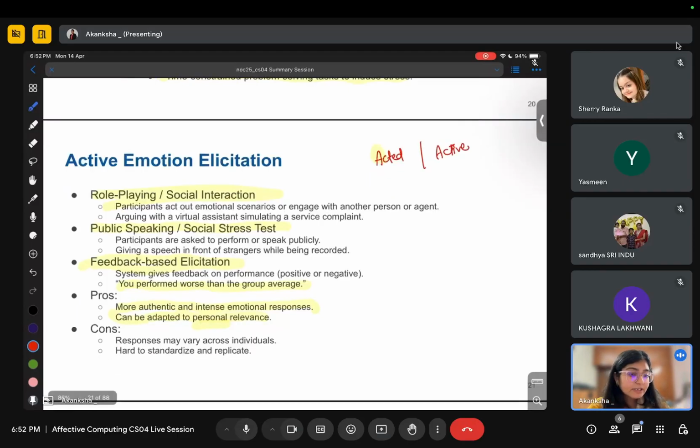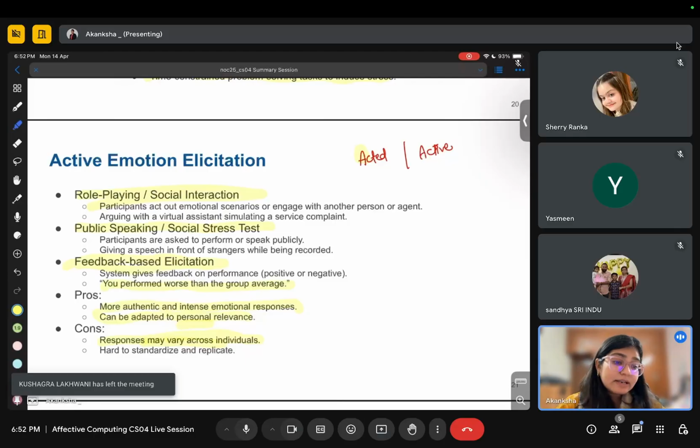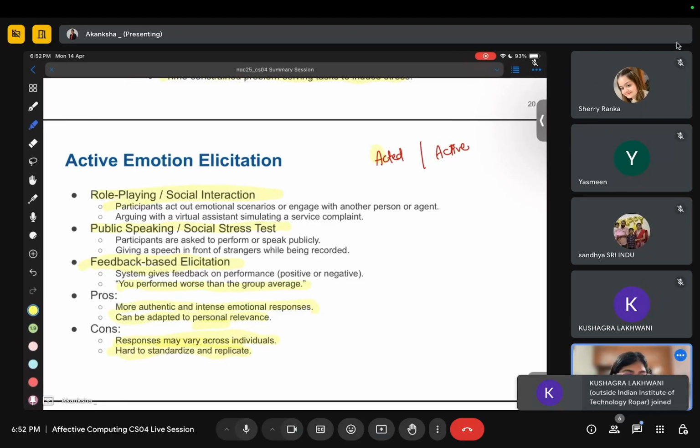The cons associated with active emotional elicitation is that, again, responses can vary across individuals. Actually, we don't know which person likes what. So what should be told to different people, right? And it is very hard to standardize and replicate. Let's say I tell you to think about the trip. Now you will be very happy the first time. Now I again tell you, Sherry, think about that trip you went. Now you will say, okay, what are you talking about? You're just repeating the same stuff. You won't feel that much happiness again and again. So it is very difficult to replicate.